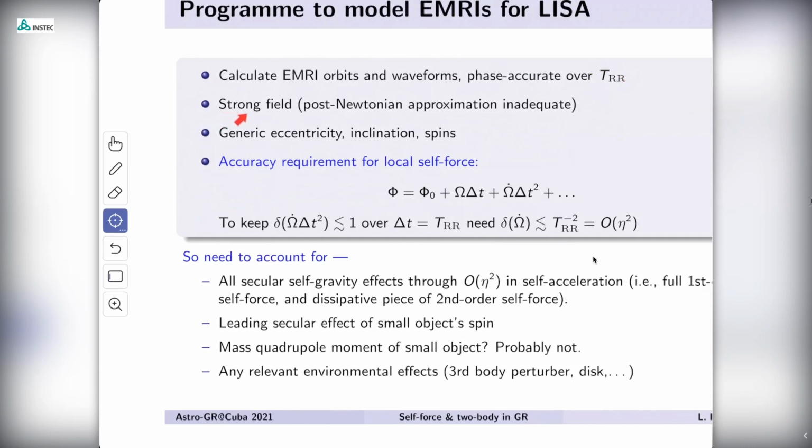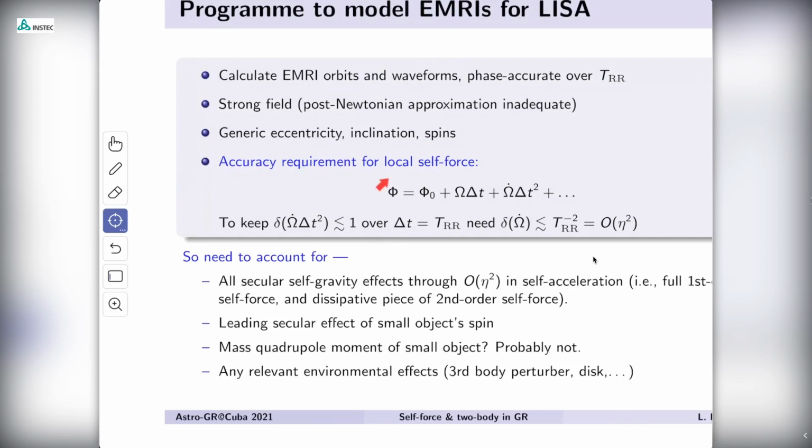We want the orbit to be in the strong field, so we can't use post-Newtonian approximation. It's not sufficient. We need the orbits to be sufficiently generic, and we know these things can be quite eccentric all the way to the end. The inclination with respect to the spin of the big black hole can be any. And we also want to allow spins on both of the black holes, as in the astrophysical problem. And we need to be quite accurate in the phase.